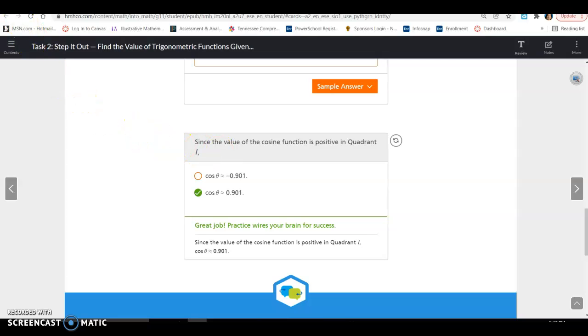Just remember, all points are not exact. Like we looked at the 30, 60, 90 and the 45, 45, 90 first, but now we're looking at other points that are not specific to those. So these we have to look at, sometimes using a calculator or other methods. All right, that's all for task 2. If you have any questions, let me know.